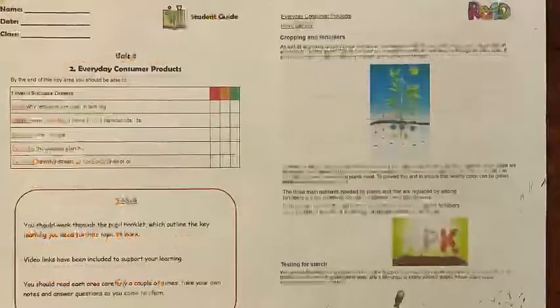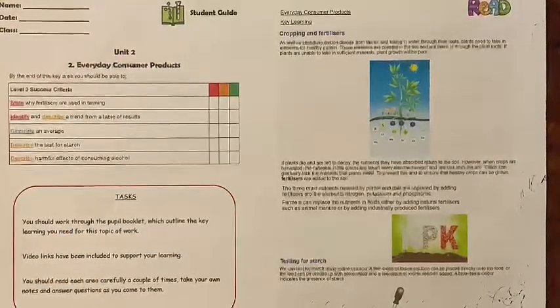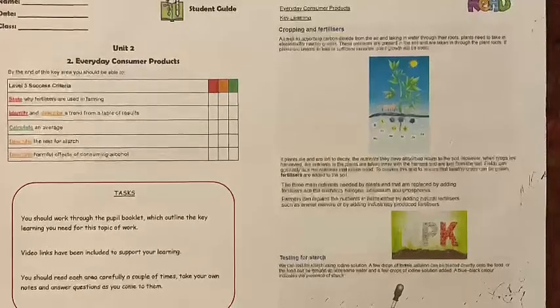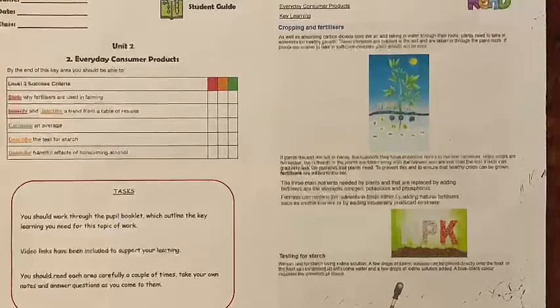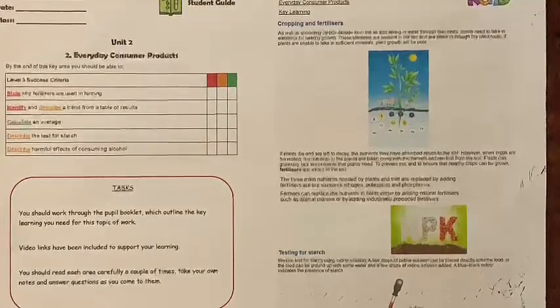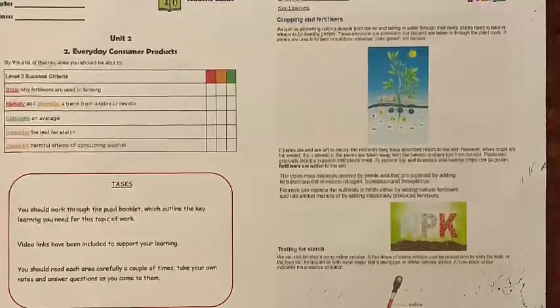Topic 2, everyday consumer products. In this we're looking at why fertilisers are used in farming. We need to be able to describe trends from results, calculate an average, describe the test for starch, and look at the harmful effects of consuming alcohol.